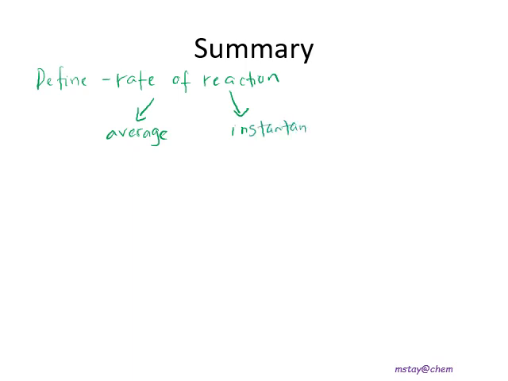Before we end this video, let's have a summary together. Basically, in this video, you need to know the definition of rate of reaction, and that there are 2 types of rate of reaction: one is average rate of reaction, and the other is instantaneous. Generally the unit for rate of reaction is molar per second. If you are given a graph, normally this refers to the gradient of the graph.